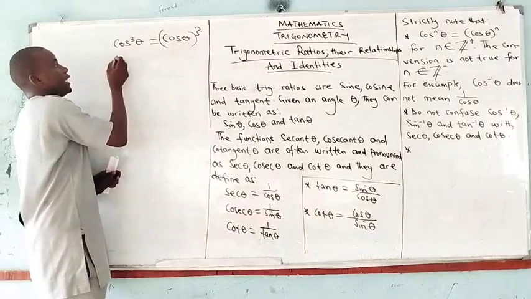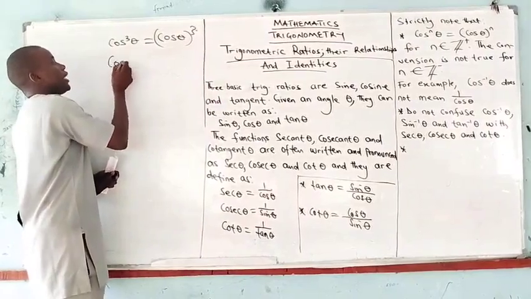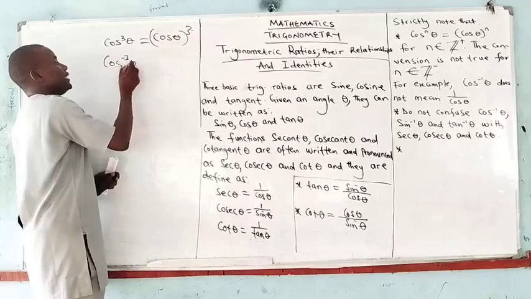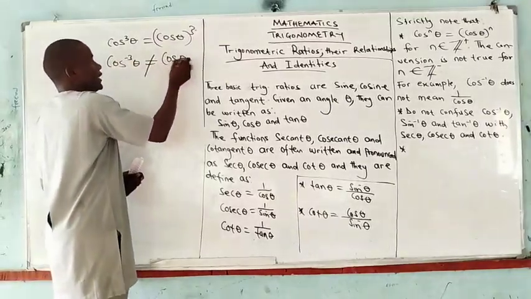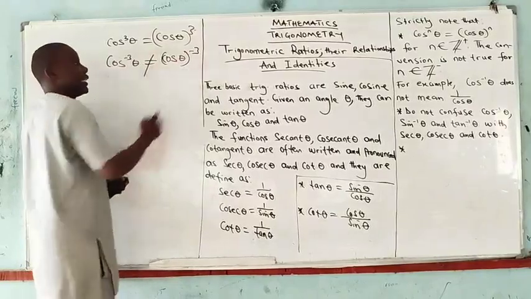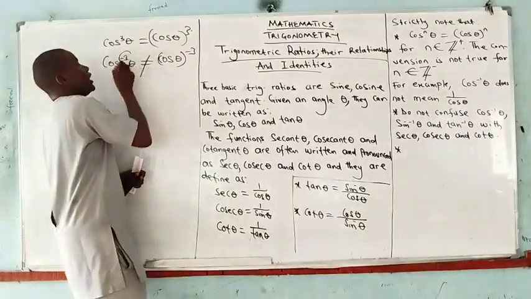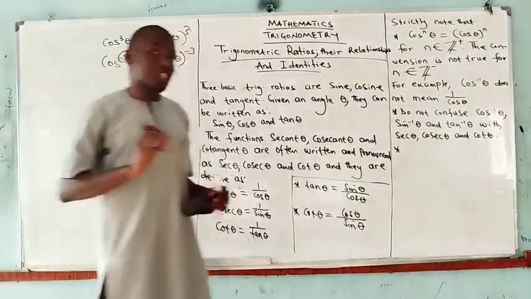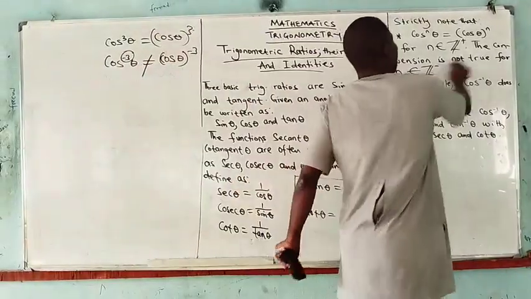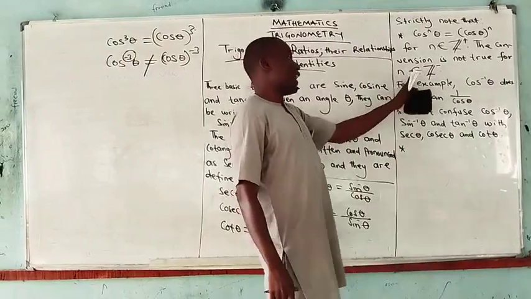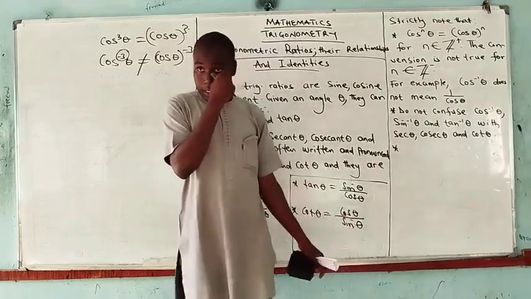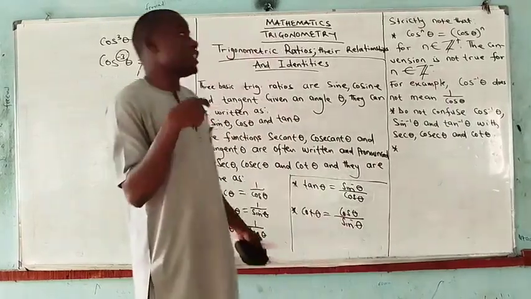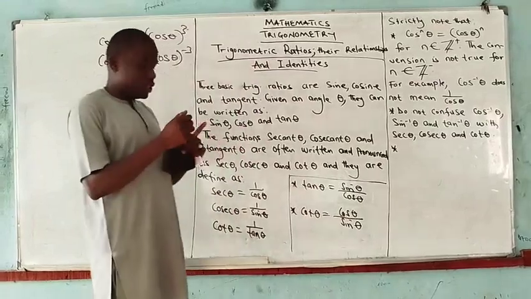And if you have something like cos minus 3 theta, this is not equal to cos theta to the power minus 3. Why? Because this is a negative integer. That is why we say the convention is not true for n coming from the set of negative integers. So you should take very serious note of that.